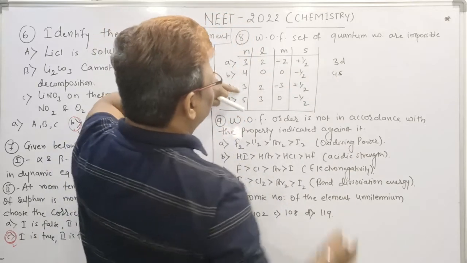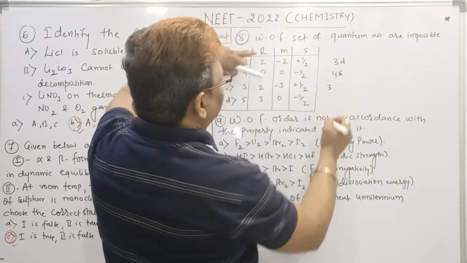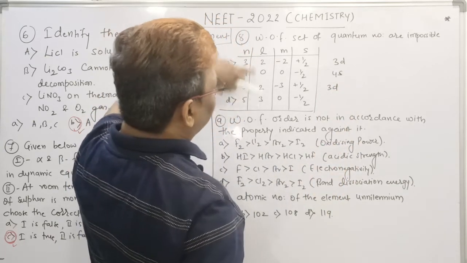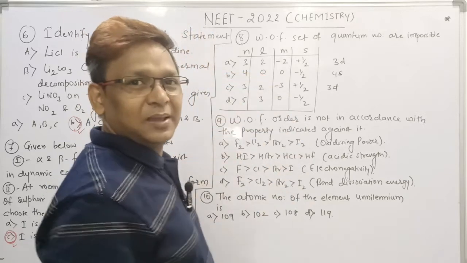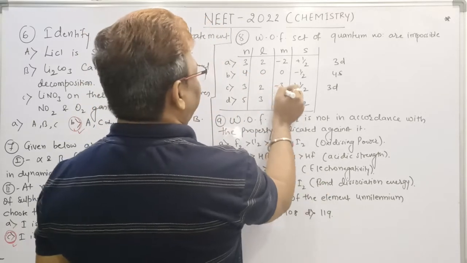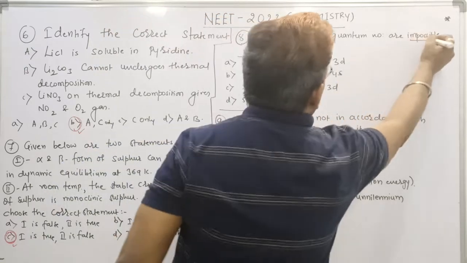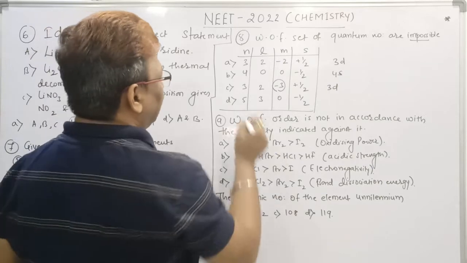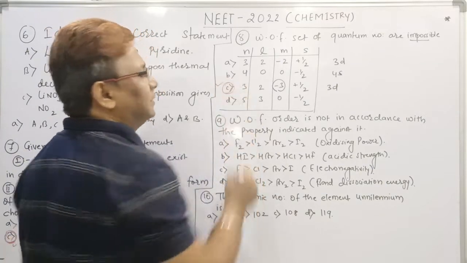But n equal to 3, we can write 3. L equal to 2, we can write D. But when L equal to 2, M should be what? Minus 2, minus 1, 0, plus 1, plus 2. But they give here what? 3. So these are the impossible set of the arrangement. Which one? Option C is the impossible.